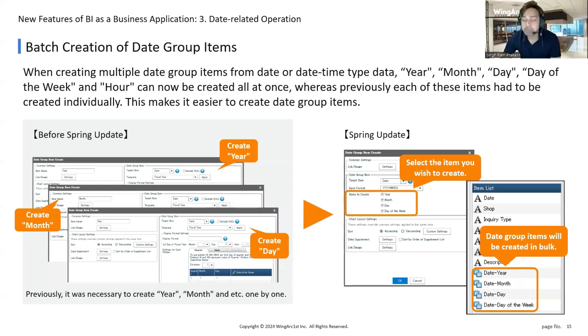Now we will explain the enhancements related to date functionality. You can now create date group items such as year, month, day, day of the week, and hour from date or date-time data all at once. Previously, you had to create such date group items individually, but with the Spring update, you can create these items more effectively.